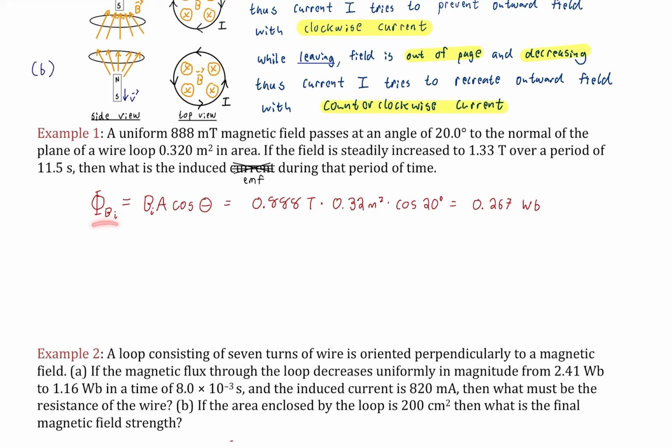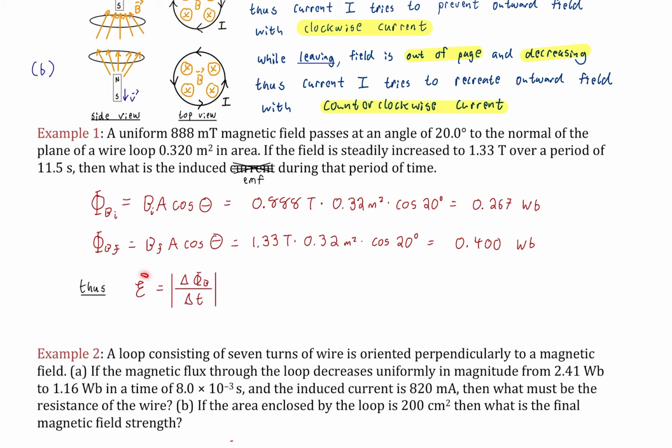All right, so magnetic flux is the initial magnetic field times area, which is unchanged, times cosine of the angle. The angle doesn't change, but you do need to take the angle into account. So we go ahead and do that, and then we find the final magnetic field with the new increased magnetic field strength, but still the same angle. And so we end up with 0.26 Webers initially and 0.4 Webers as our final magnetic flux.